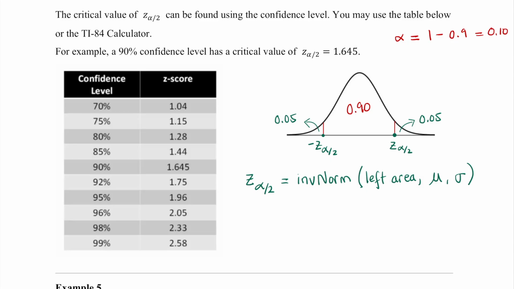So this is where z of alpha half is. I want everything to the left of this number. So everything to the left includes the 90% and also the 5%. So the area to the left of this number is 95%. So the left area is 0.95.